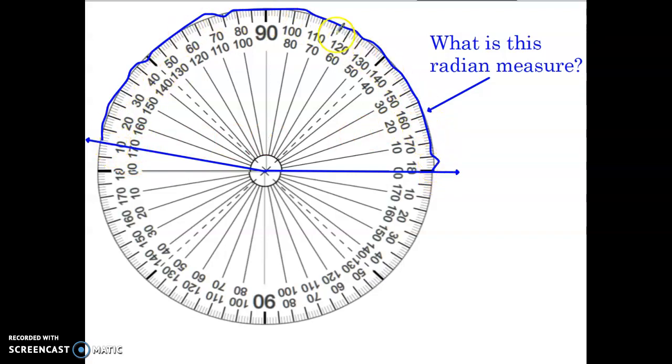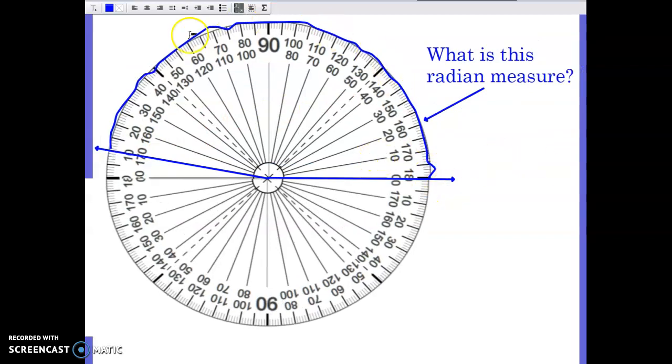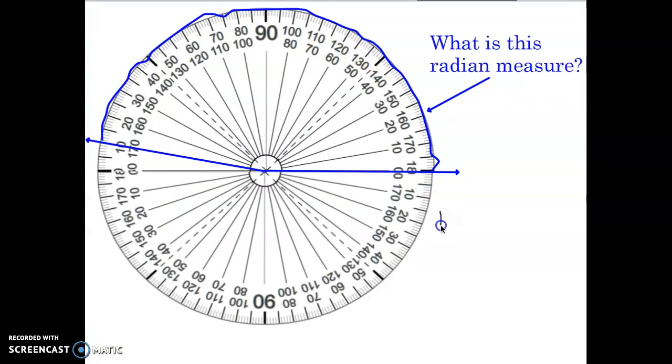I tried to draw exactly around the protractor. Forgive me for being a little bit squiggly with my mouse, but that radian measure that corresponds to 170 degrees, that's what we want to find. Well, we said that halfway around the circle, 180 degrees is pi. So basically we want to know what portion this is. So I am going to take 170 degrees and multiply, my unit multiplier is going to be pi over 180. That's how I'm going to convert from degrees to radians.